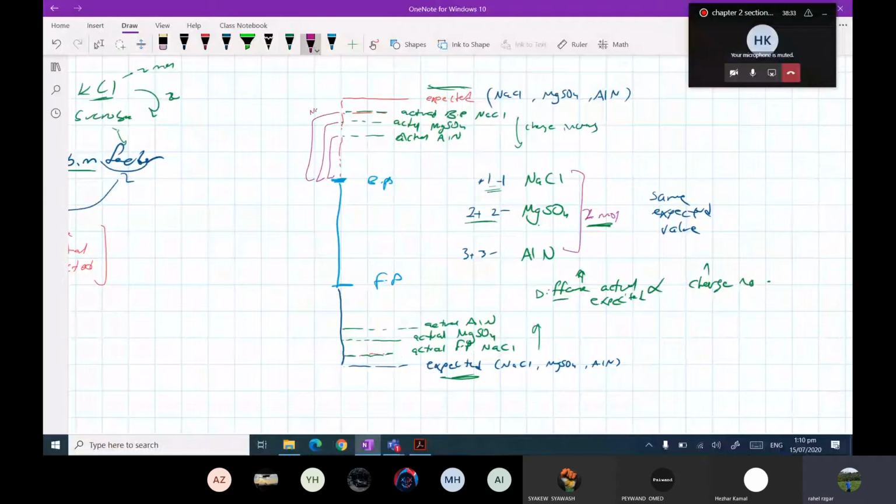So from NaCl, to MgSO4, to aluminium nitrate, the changes are decreasing gradually. Let's look at the freezing point.